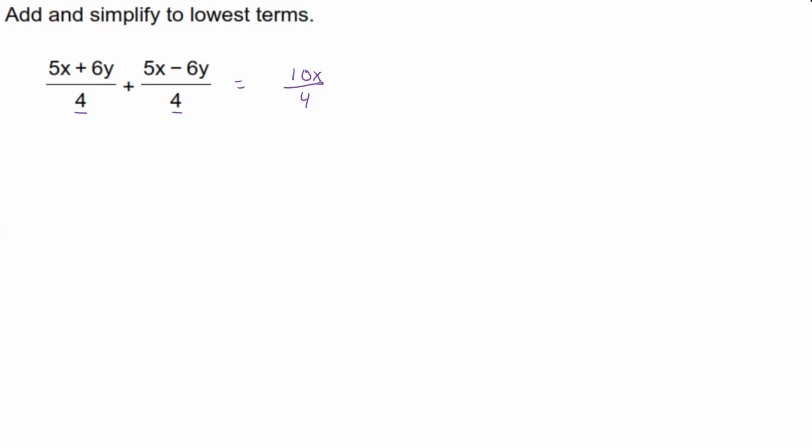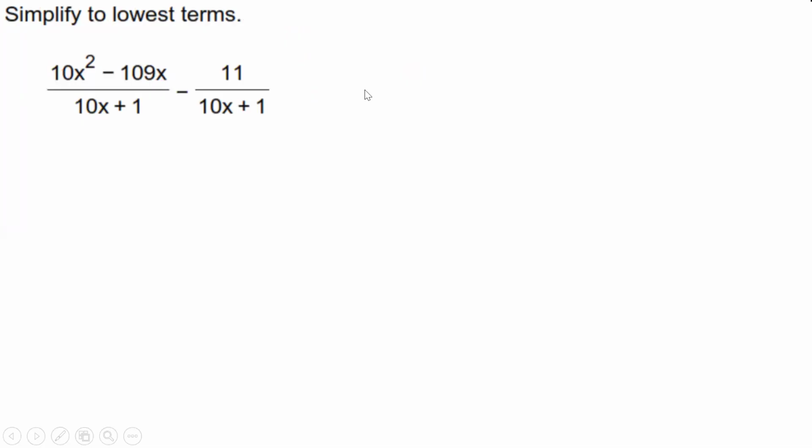Now we have a 2 we can cancel out in numerator and denominator. 2 will go into 4 twice. 2 will go into 10 5 times. So what's that leave? Well, it leaves a 5x in the numerator and a 2 in our denominator. Okay, and that would be our final answer. So in this case, our 6y's just canceled, that one and that. And then we're just left with 5 plus 5, which is 10x, and then all over 4.